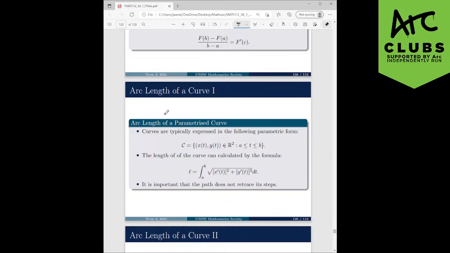The arc length of a curve. So how long the curve is. There's actually several forms of this depending on how you get the curve.